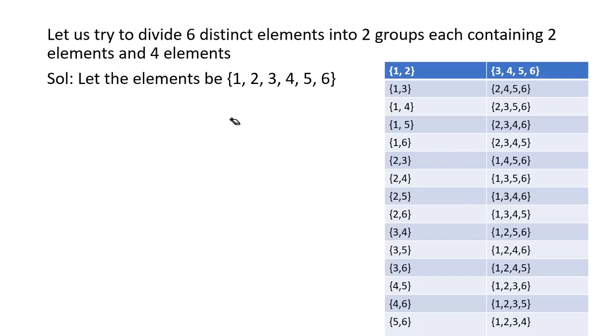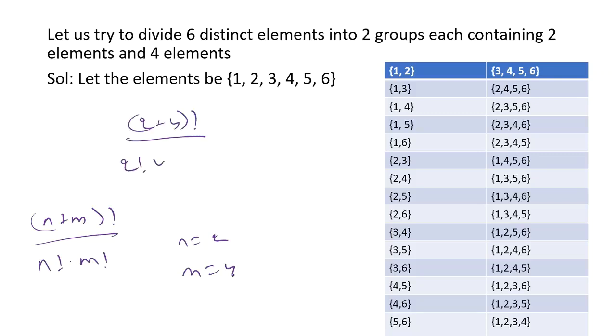Suppose I have these 6 objects, 1, 2, 3, 4, 5, 6. The number of ways of dividing these 6 objects into 2 groups containing 2 elements and 4 elements is going to be 15. Or you have this formula, (n plus m) factorial upon n factorial times m factorial. So here I can take n is equal to 2 and m is equal to 4. So the answer is (2 plus 4), which is 6 factorial upon 2 factorial times 4 factorial, which is equal to 6 times 5 upon 2, which is equal to 15. So there are 15 ways in which you can divide these 6 objects into 2 groups containing 2 objects and 4 objects.